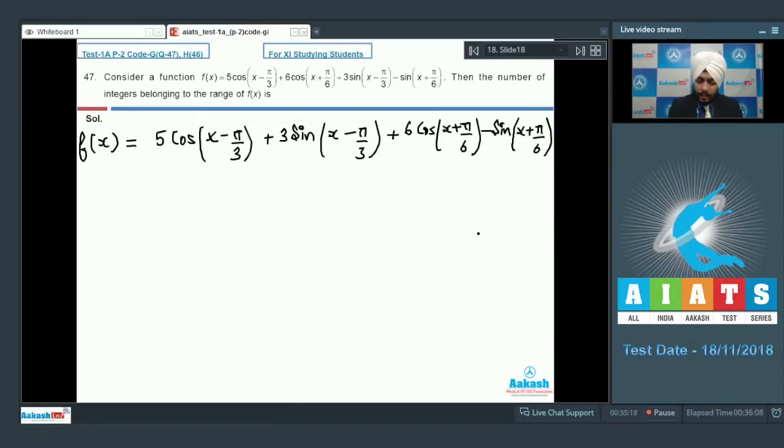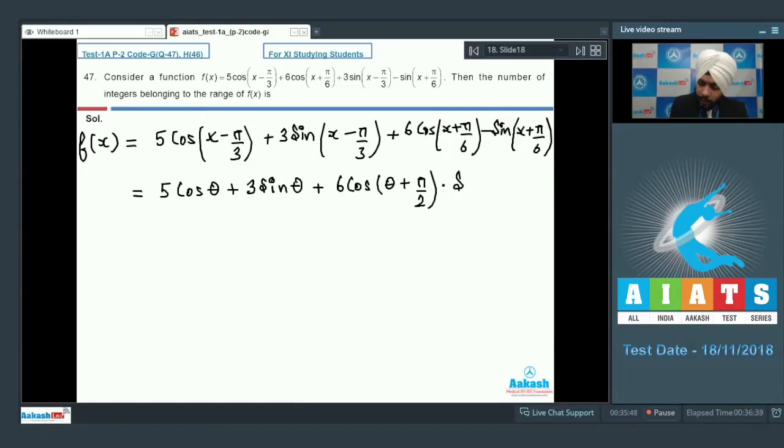Okay, so one very nice observation about this question is that x minus pi by 3 and x plus pi by 6, the difference of these two angles is 90 degree. So if I put x minus pi by 3 as theta, I will get 5 cos theta plus 3 sin theta. There is no doubt that this will be 6 cos(theta plus pi by 2), and this will be minus sin(theta plus pi by 2), because theta is x minus pi by 3.